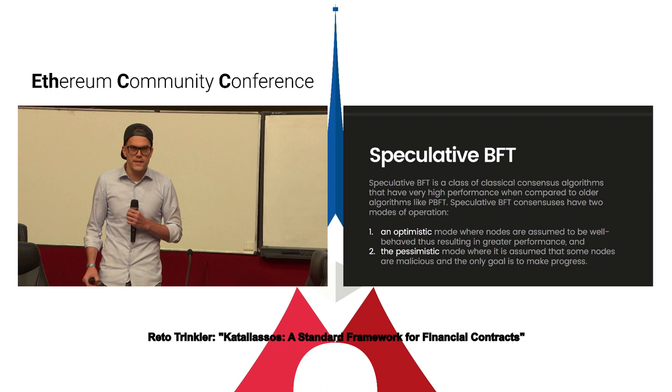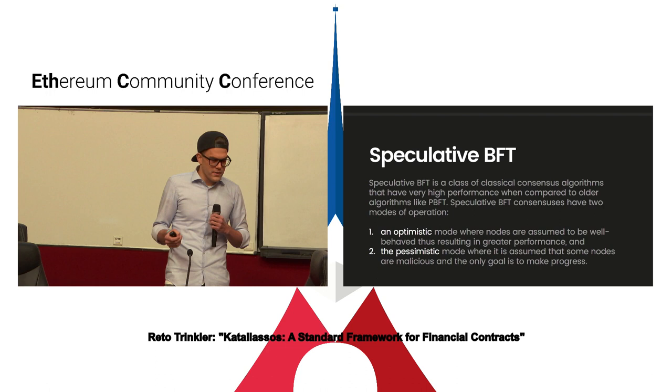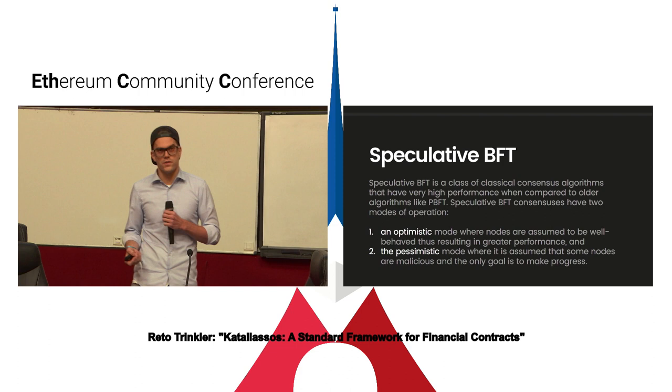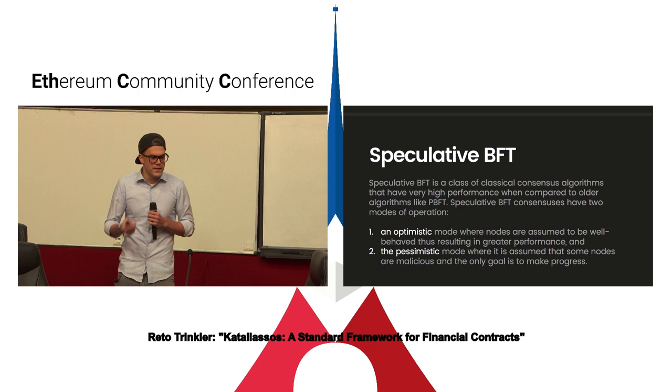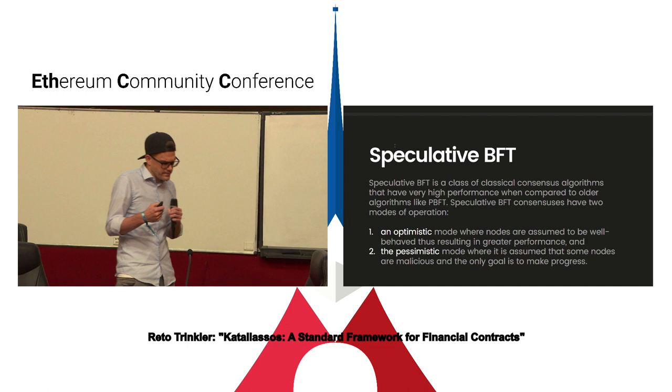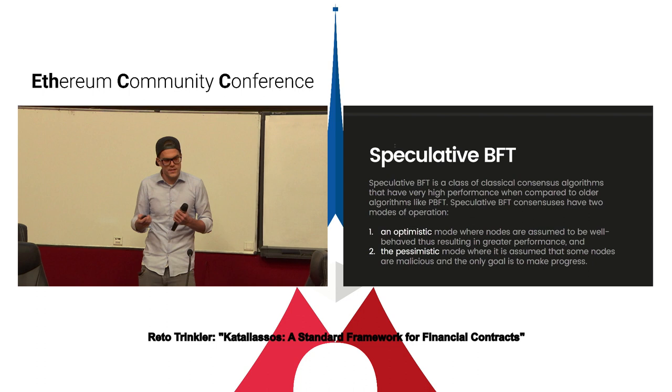Speculative BFT consensus algorithms are a class of classical consensus algorithms that have very high performance when compared to older algorithms like PBFT. They essentially have two modes of operation, an optimistic mode and a pessimistic mode. The optimistic mode is based on the assumption that the nodes are well behaved, and in the pessimistic mode, nodes are malicious.